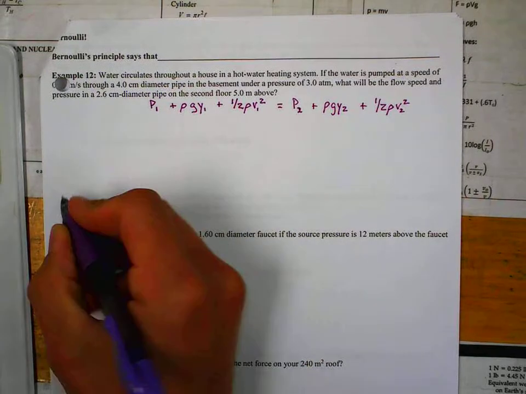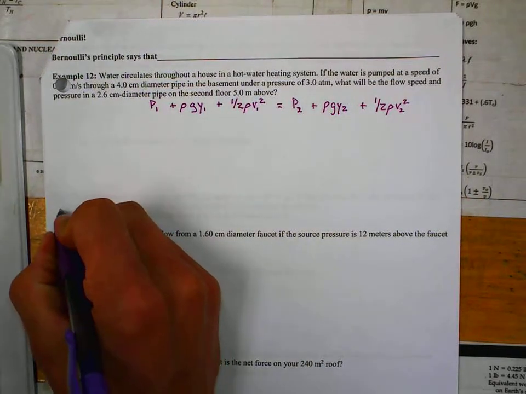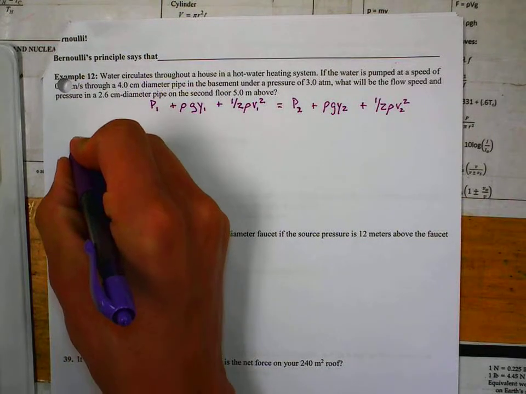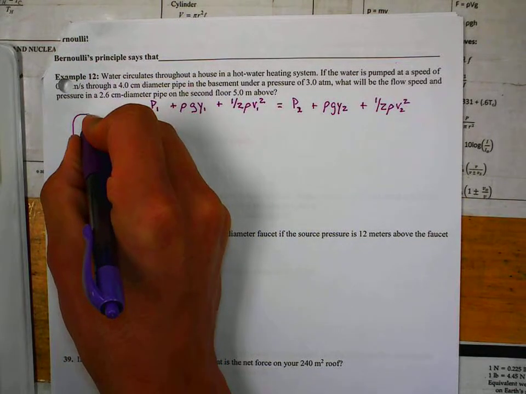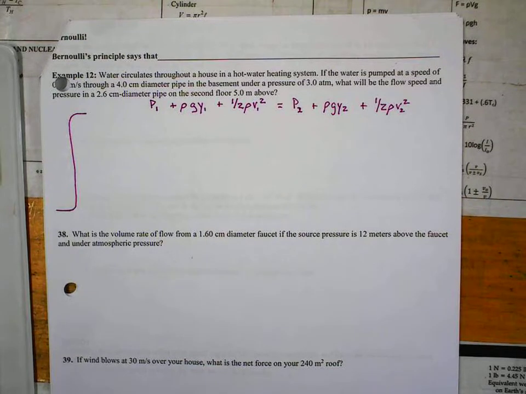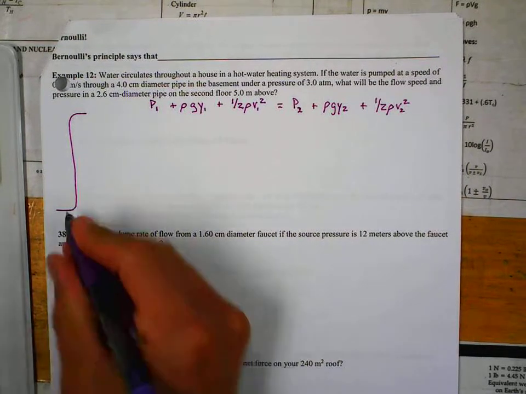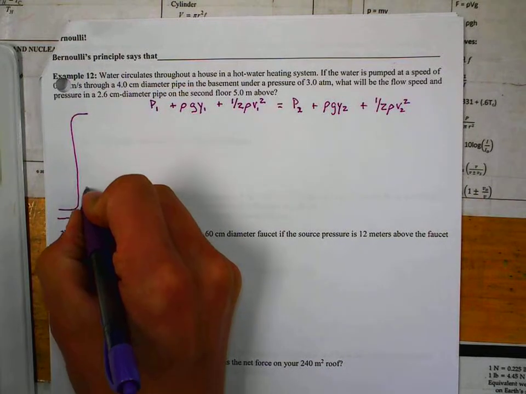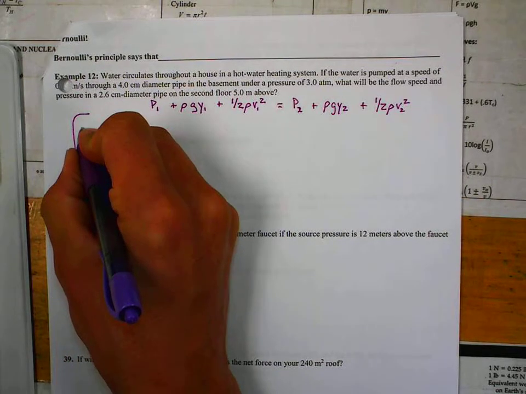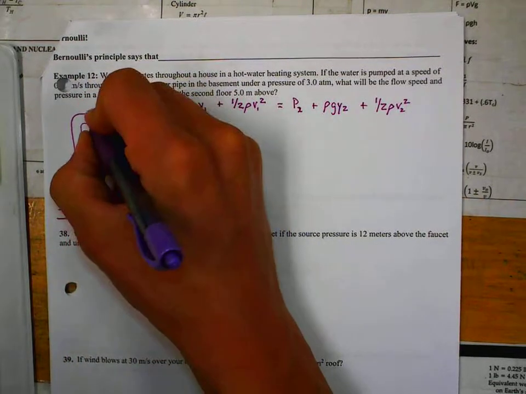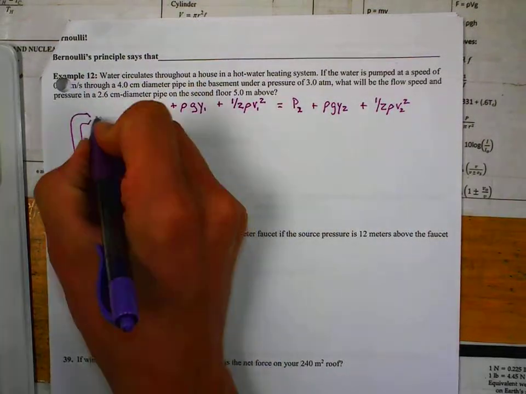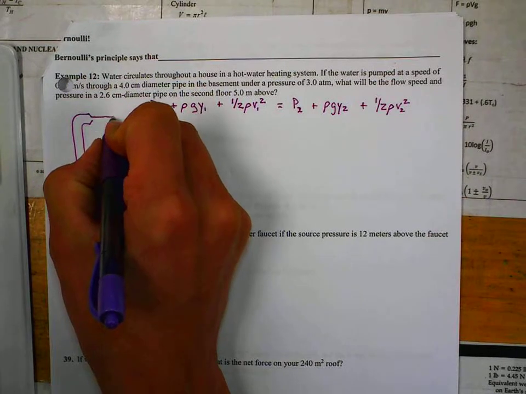Okay, so let's draw a very simple diagram. We've got a pipe, and it's going to go up here to the second floor. Down here, the pipe is one size, but then upstairs, there must be some kind of reduction fitting because the pipe gets smaller.